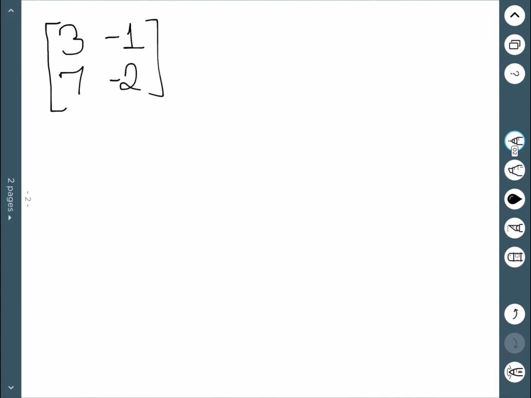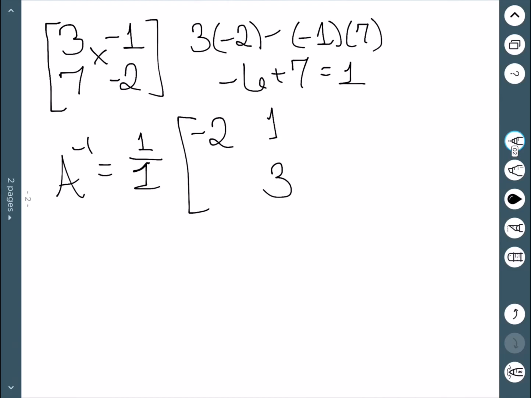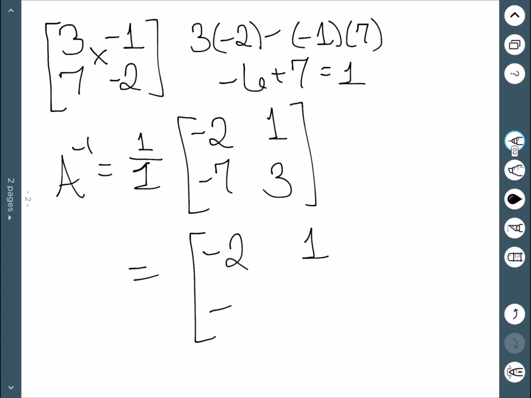Let's look at this example. The first thing we do is a times d, 3 times negative 2, minus b times c, negative 1 times 7. This gives us negative 6 plus 7, which is 1. Therefore, our inverse is 1 over 1. We then flip the elements on the main diagonal and change the signs in the other two places. Therefore, the inverse of this matrix is negative 2, 1, negative 7, 3.